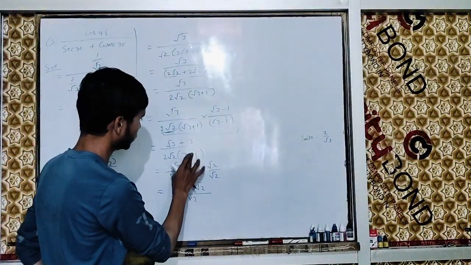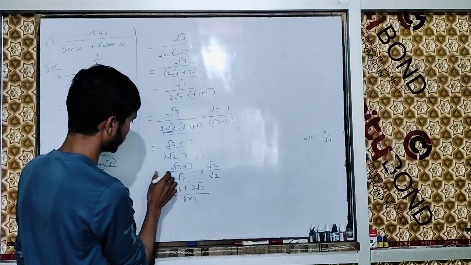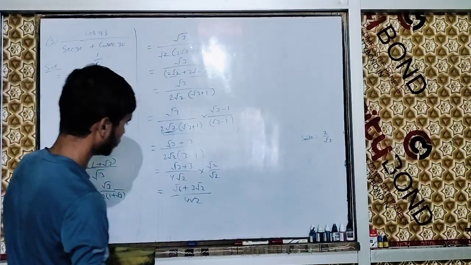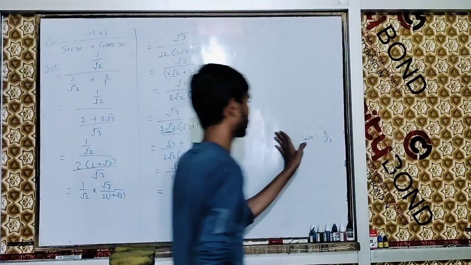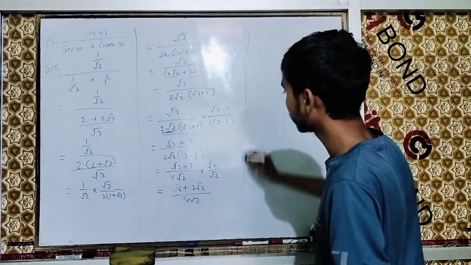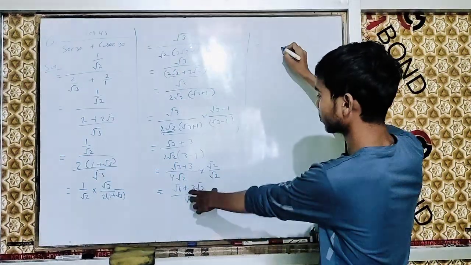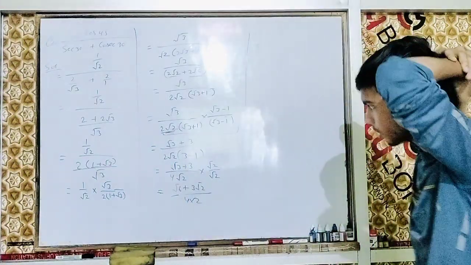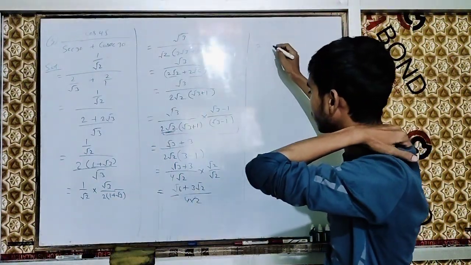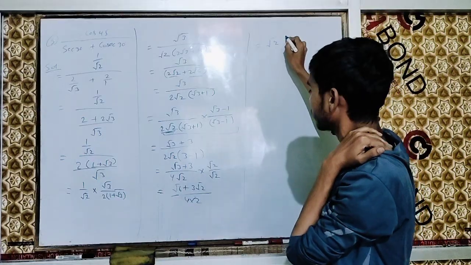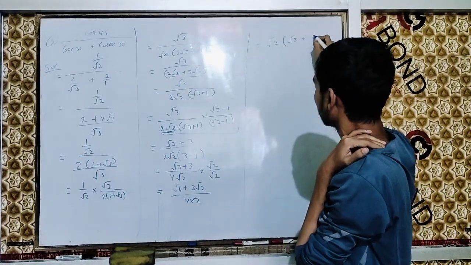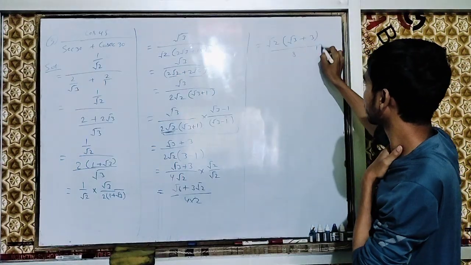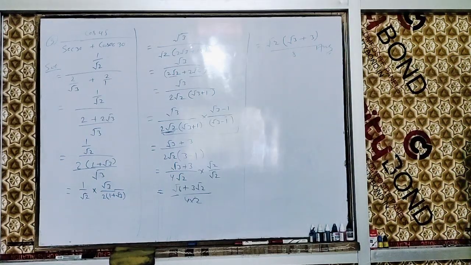Now this would become minus one. Then this would become 4. In that case 4 multiplied by 2, 4 twos are 8. Here root 6. So what is common? Nothing is common, only one root 2. Then here 3 plus 1, then upon 8. That's it. This should be the answer.